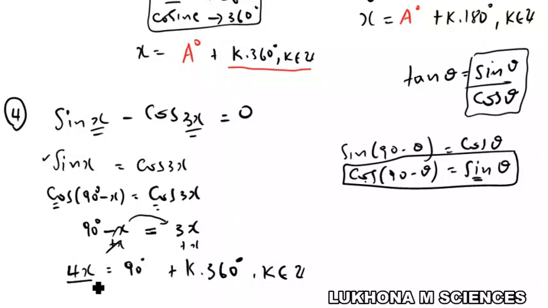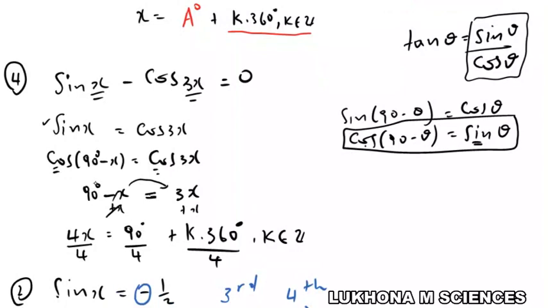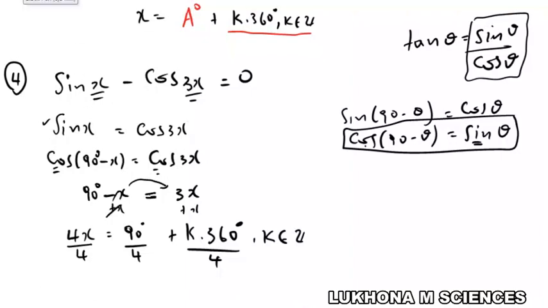So we are going to divide by 4 here, and then we get our solution in this case. Then we're done. Now that the angles are not the same, you must use the cofunctions.